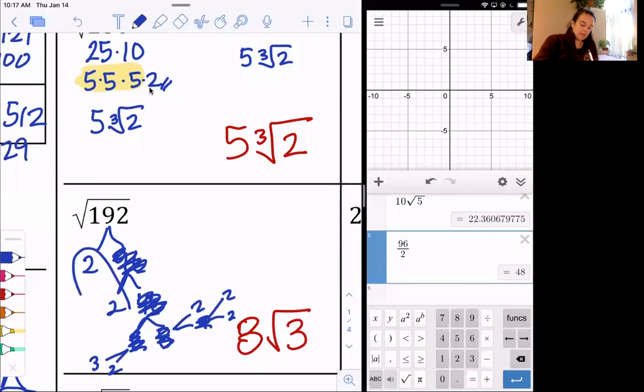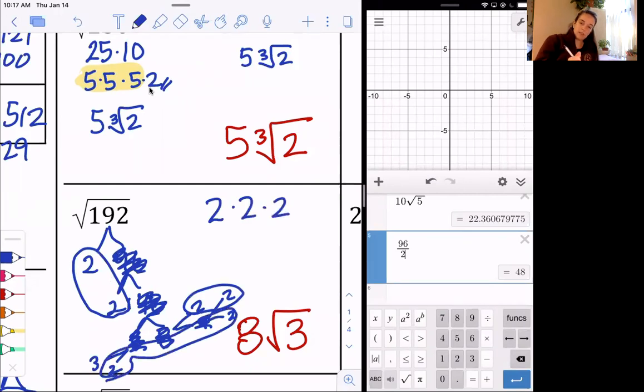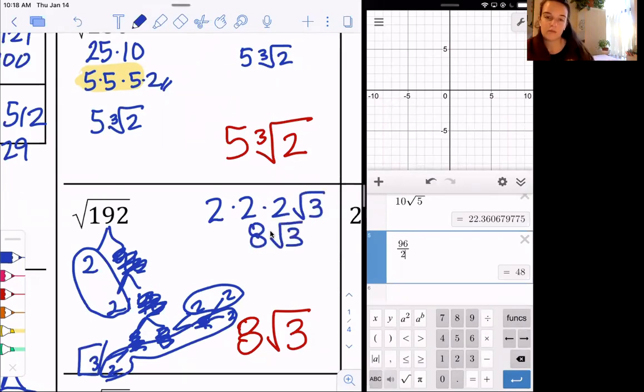So I have a set of 2's. That 2 is coming to the outside. I have a set of 2's. That 2 is coming to the outside. I have another set of 2's. That's coming to the outside. And then I have that 3 left over. So that's staying inside. So 2 times 2 times 2 is 8 root 3. 8 root 3.